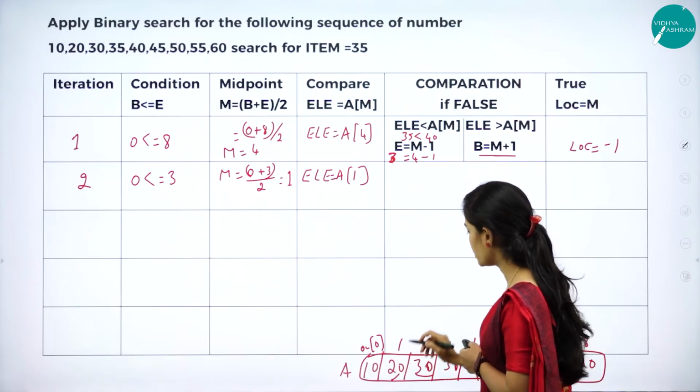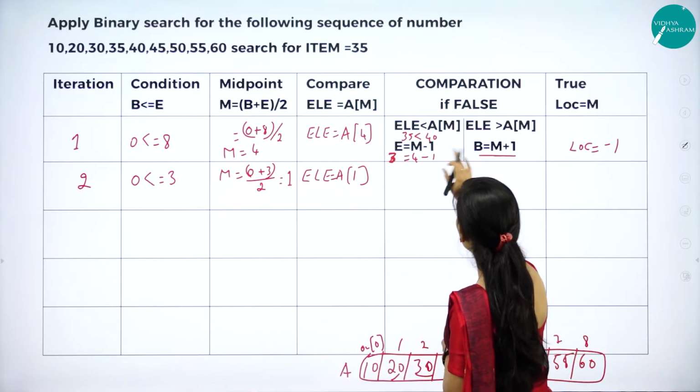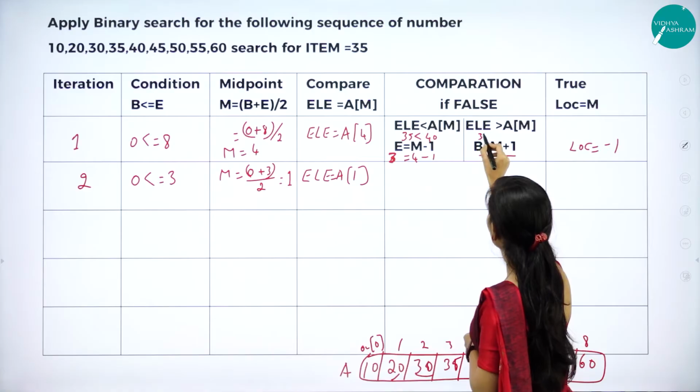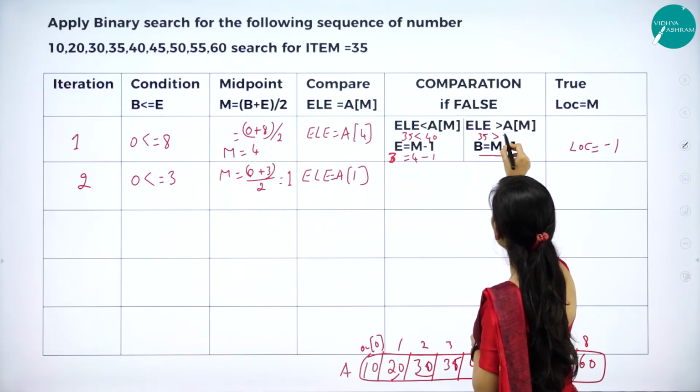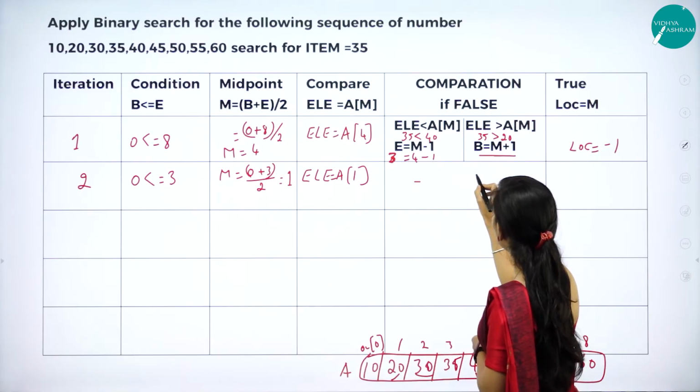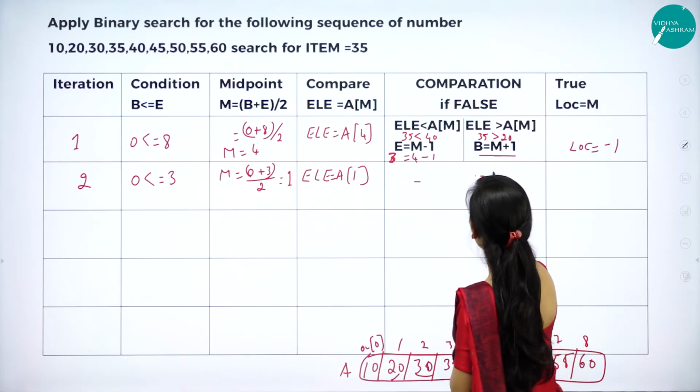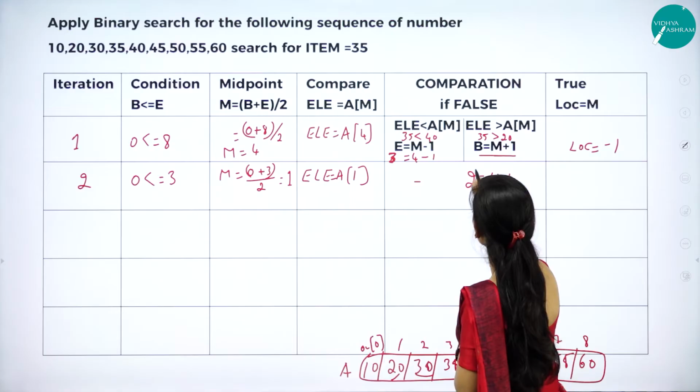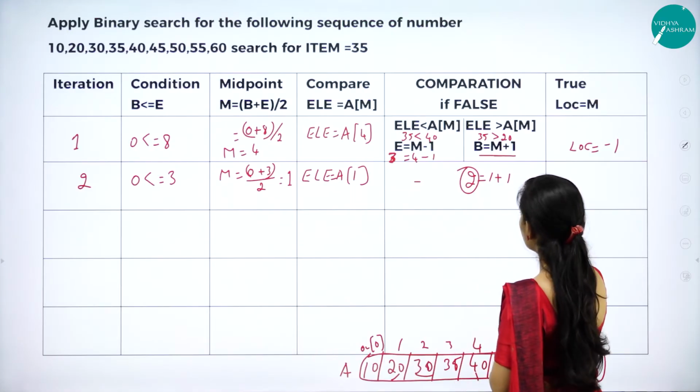A of 1 means what? It is 20. So we have to compare the values. 35 is greater than 20. So we have to reset the value. E will remain the same. B is equal to M plus 1. So 1 plus 1, you will get 2. So here B is 2.